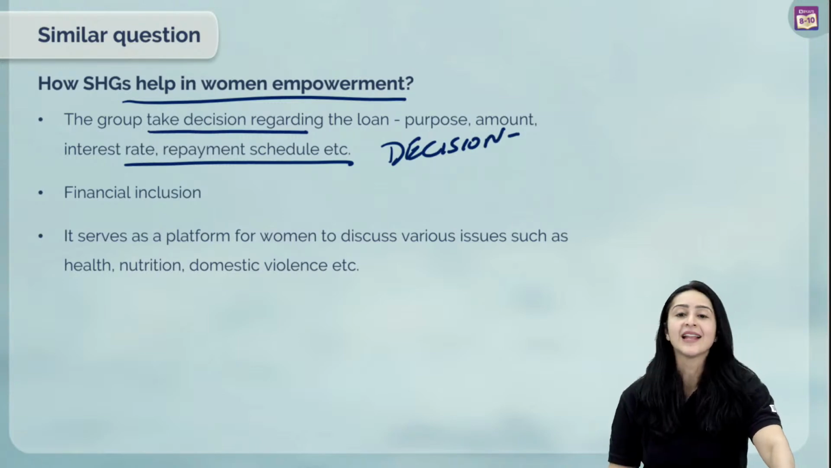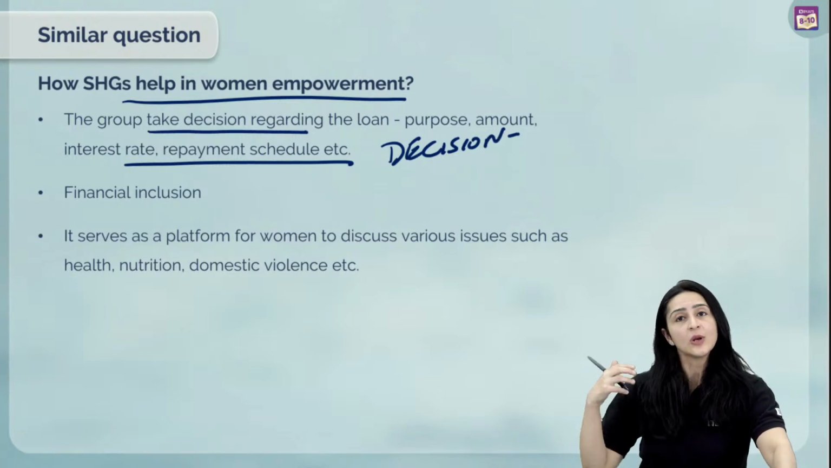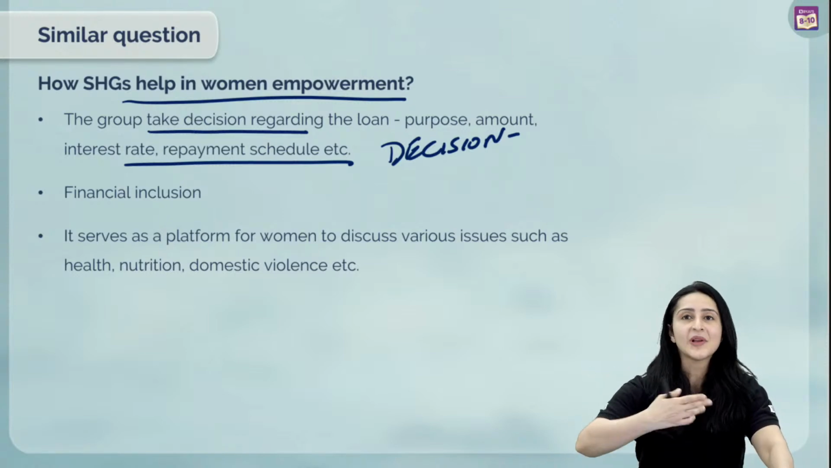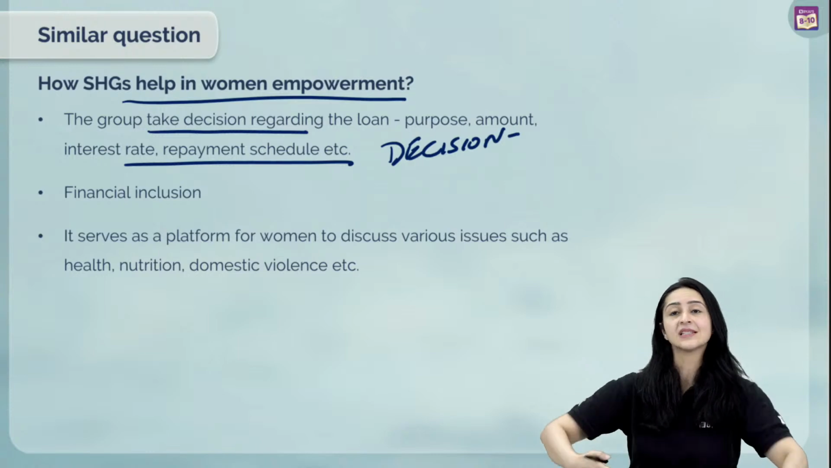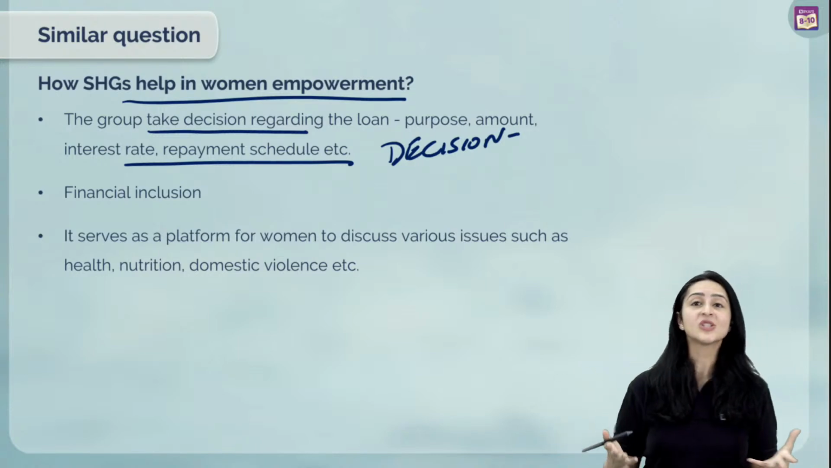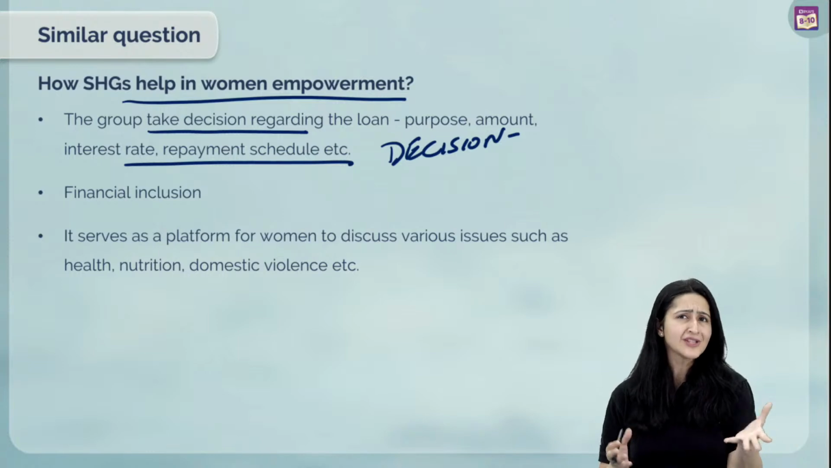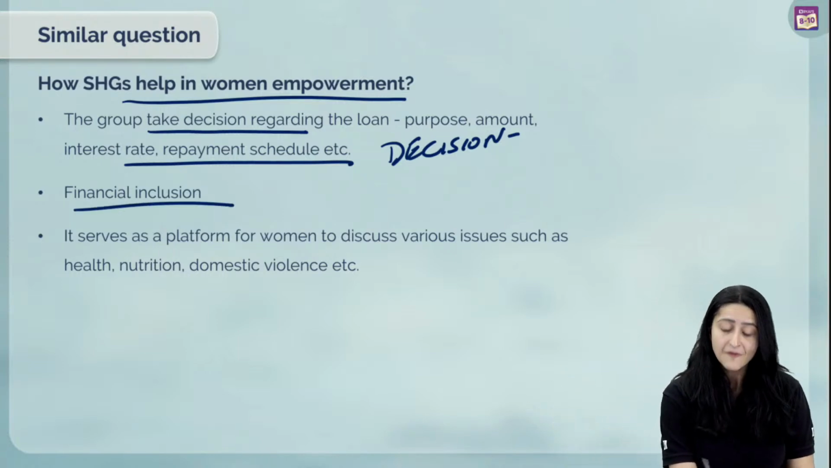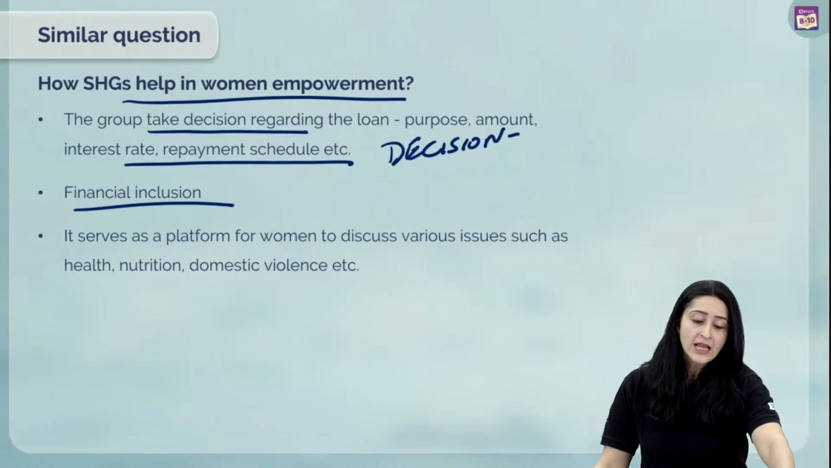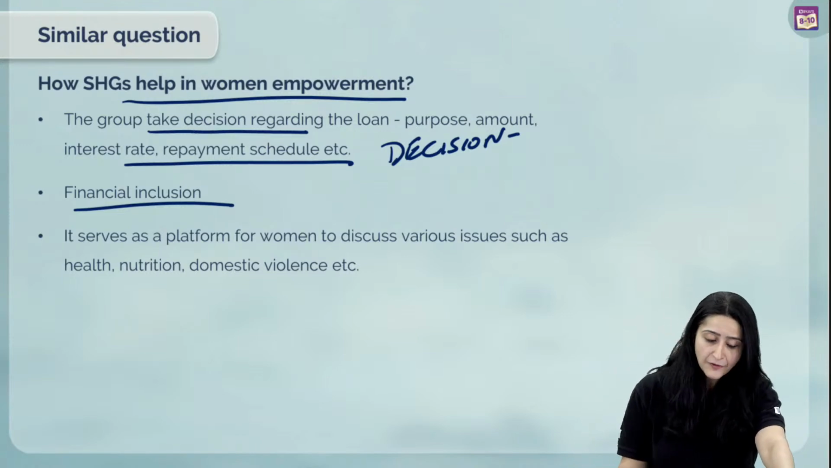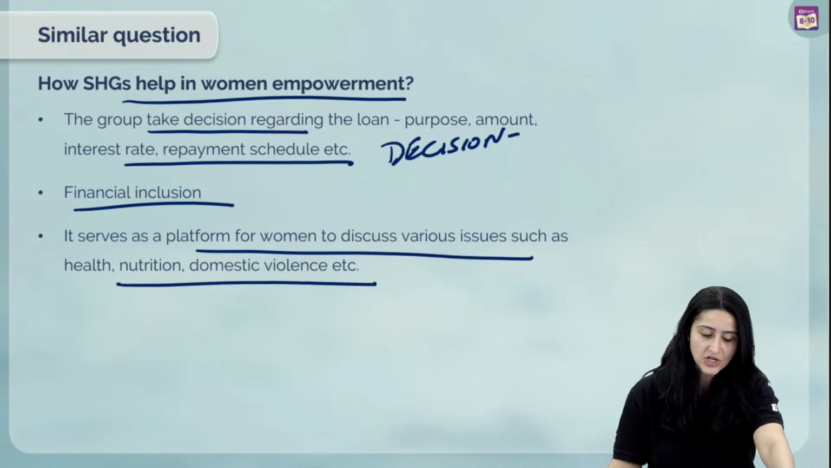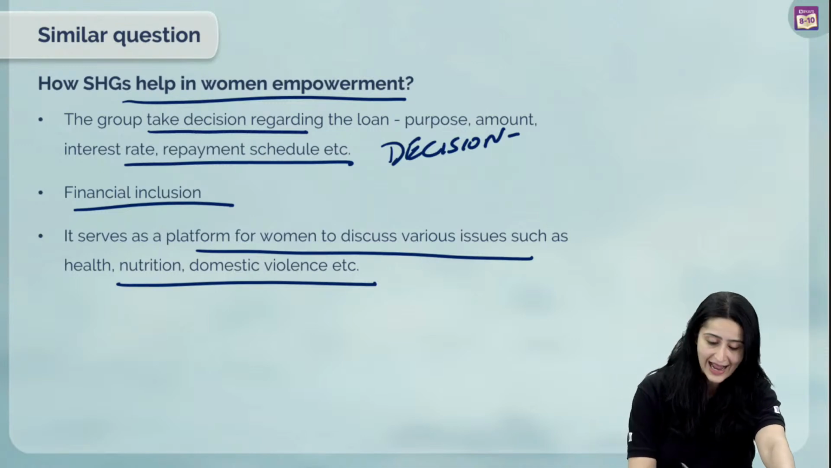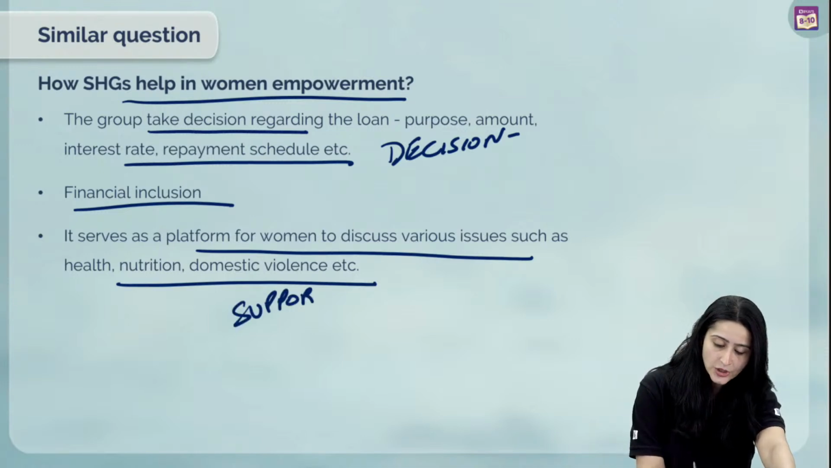Right? Then financial inclusion. What does this mean? We know that the group generally consists of women. When these women are able to take loans, they're able to expand their business. When they're able to expand their business, they're able to generate more income, which is normally something that is restricted only to men, especially in a country like ours. So in this sense, they have financial inclusion. And the self-help group serves as a platform for women to discuss various issues such as health, nutrition, domestic violence, etc. So in that sense, it acts as a support group.